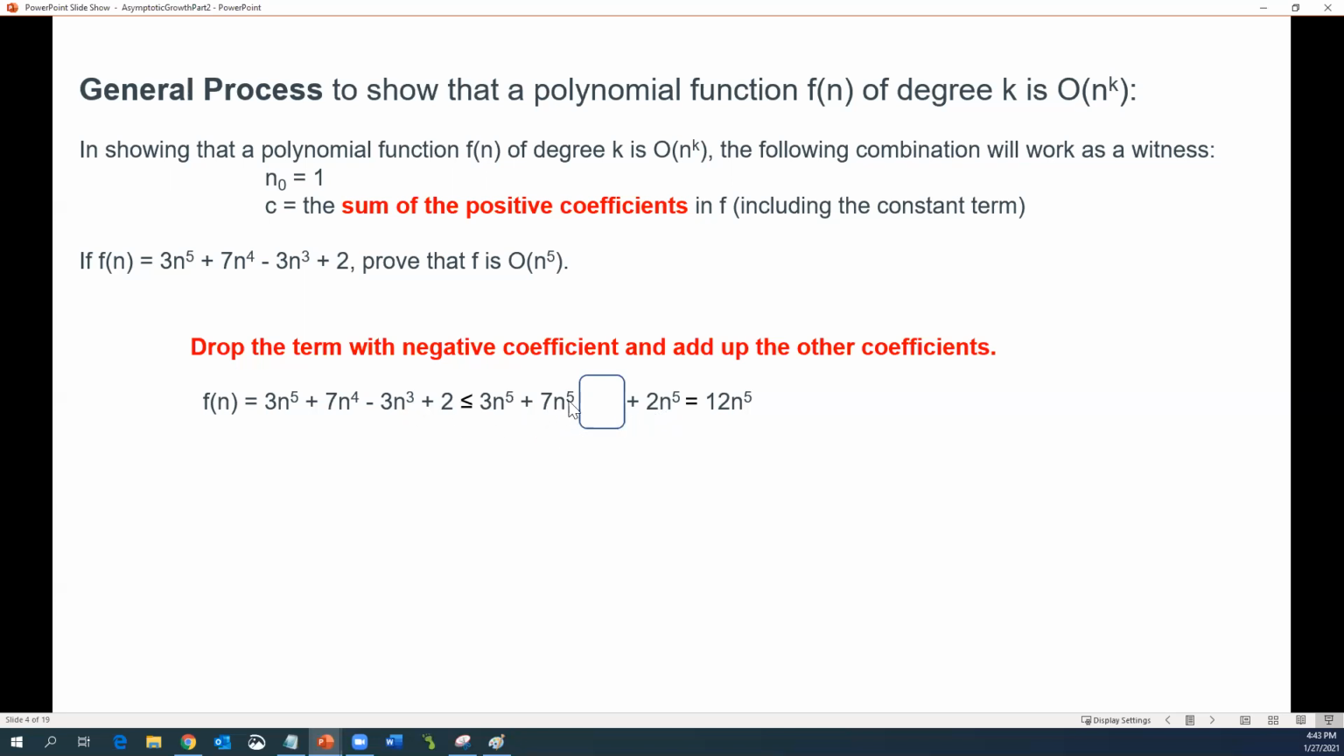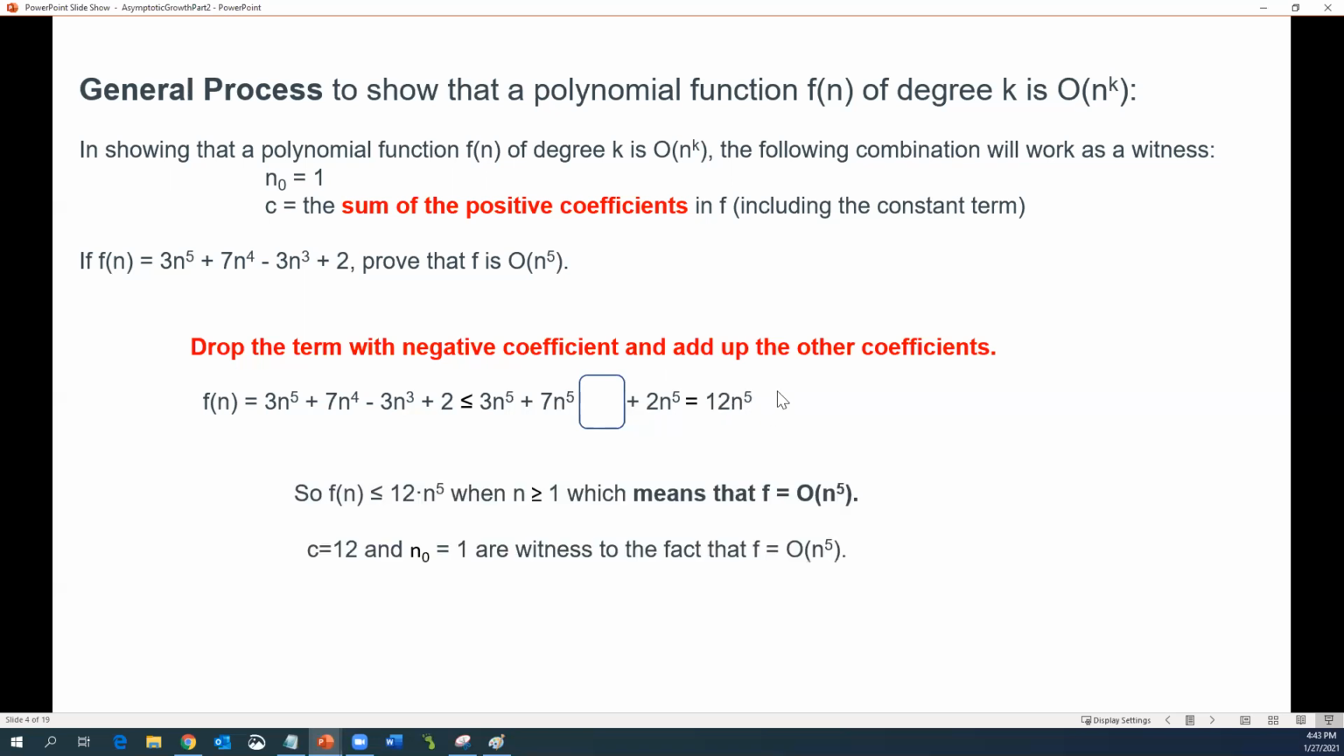But if I pump those up, then again, these are only going to get bigger than what they started out with. So that's why we could say that the original function is going to be less than or equal to what we get when we do those two things. Drop the negative term and then pump up these. And then if we pump these up so that they all have the same exponent, we can combine like terms. 3 plus 7 plus 2 is 12, and we get 12 n to the fifth.